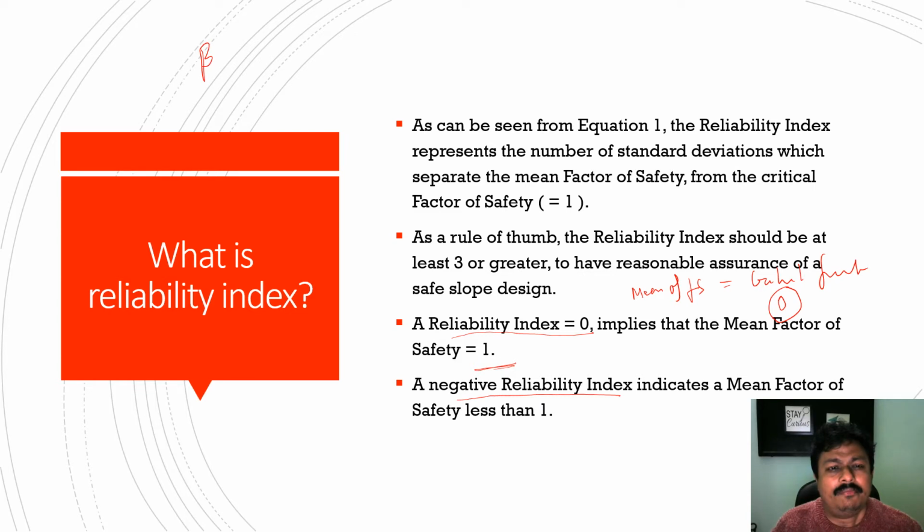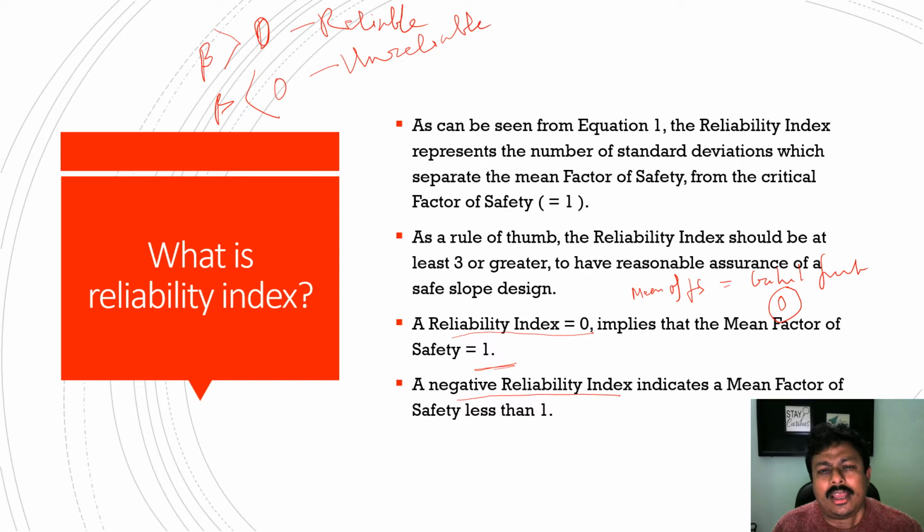So whenever beta is more than 0, the system is reliable. When beta is less than 0, the system is unreliable. And when beta is equal to 0, here also it indicates that the mean of the factor of safety is equal to the critical factor, and which indicates that it is neither a reliable nor an unreliable system. So majorly, in practice, when beta is 0, it is assumed that the system is unreliable, because if the mean of the safety factor is nearer to the critical factor, it indicates unreliability. Okay.